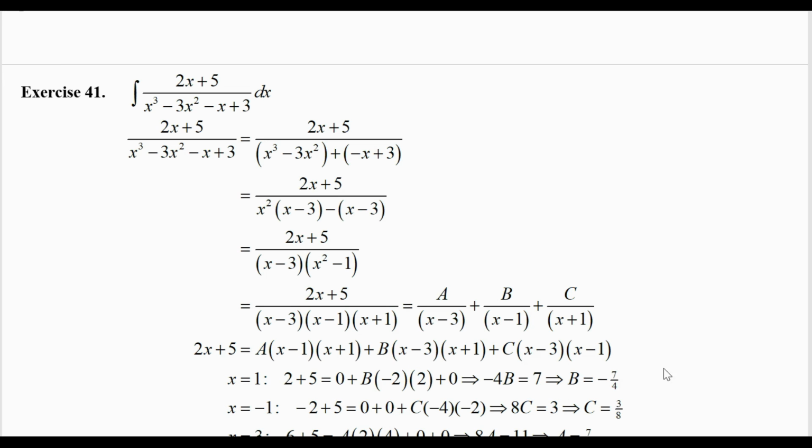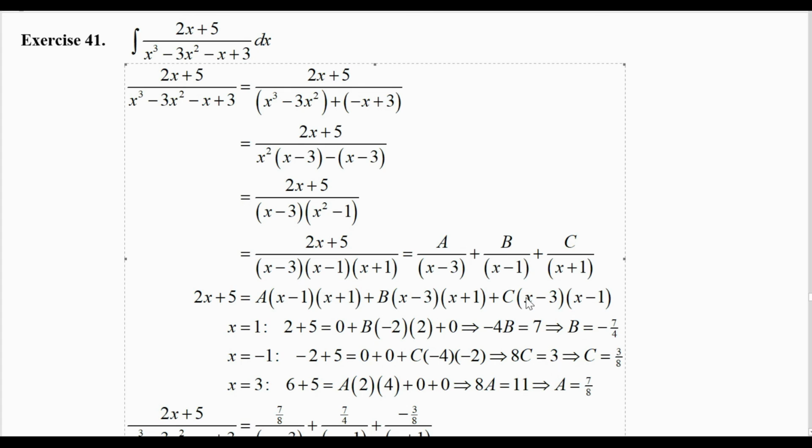And finally, if we plug in 3, that will wipe out this term and this term, so they're both 0. And the only one left is the first one here. 3 minus 1 is 2. 3 plus 1 is 4. 2 times 4 is 8, so we get 8A. And 3 times 2 is 6, plus 5 is 11. So 8A equals 11. A is 11/8. That must have been a copy-paste problem there.